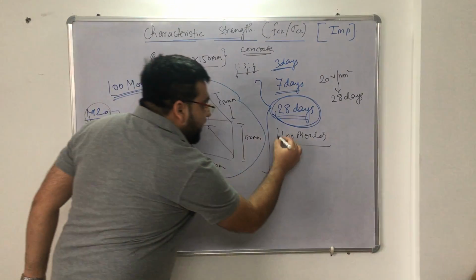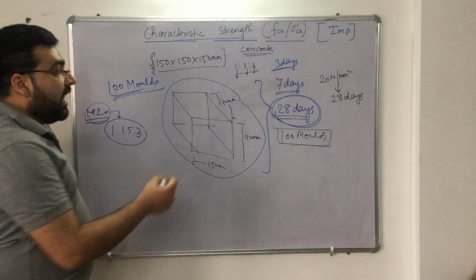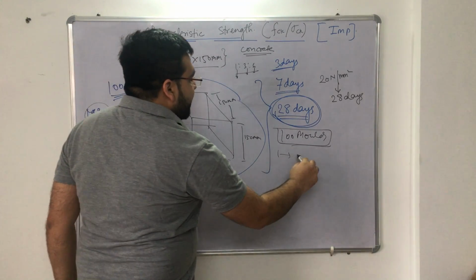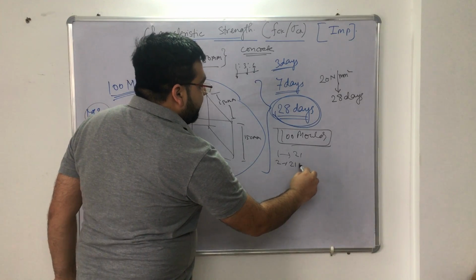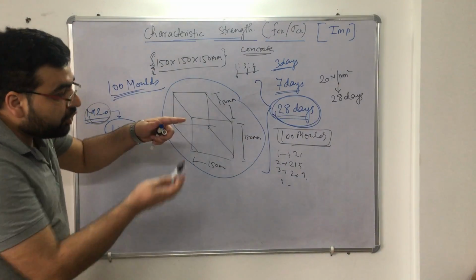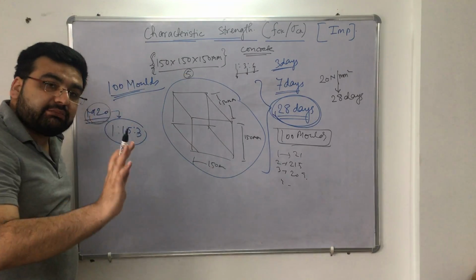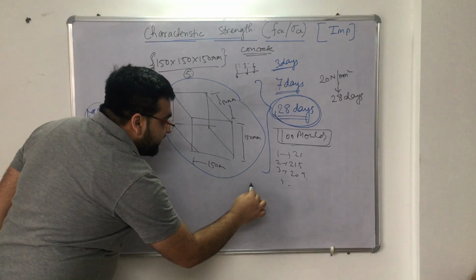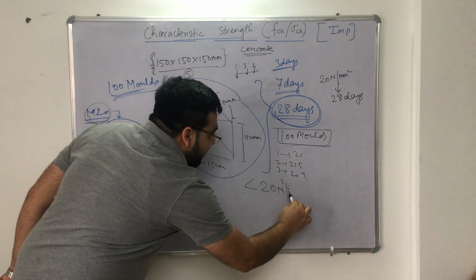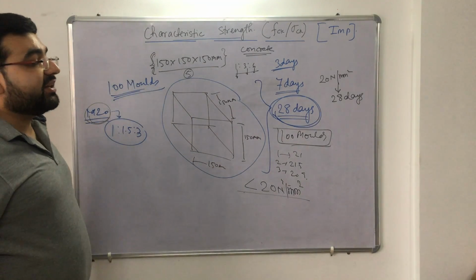Now you have made 100 molds. In the universal testing machine you have compressed the molds after 28 days and you are noting the strength. Let us say the first mold has a strength of 21, second mold has 21.5, third mold has 20.99, fourth mold, and so on. So out of these 100 molds, maximum 5 molds can have a strength less than 20 Newton per mm square, and that strength is known as the characteristic strength.